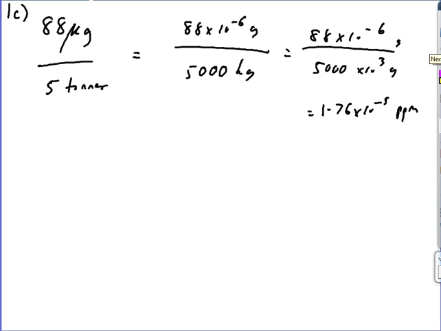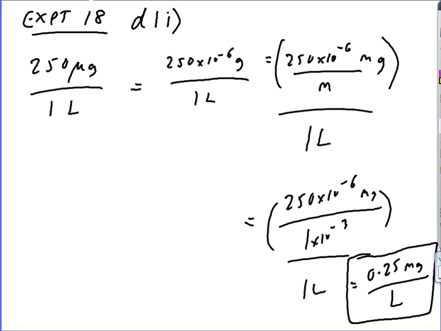Question 1C, we've got 88 micrograms per 5 tonnes. Once again, converting units first, that's 88 by 10 to the minus 6 grams over 5,000 kilograms, because there's 1,000 kilograms in a tonne. That then converts to 88 by 10 to the minus 6 grams over 5,000 by 10 to the 3 grams, and putting that into the parts per million formula, we get 1.76 by 10 to the minus 5 parts per million.